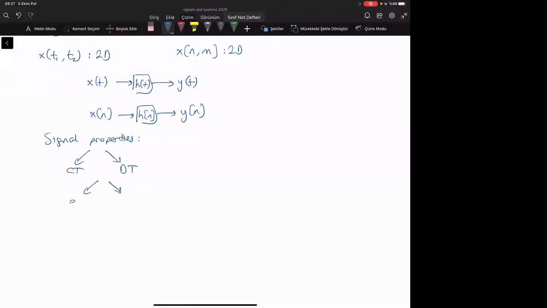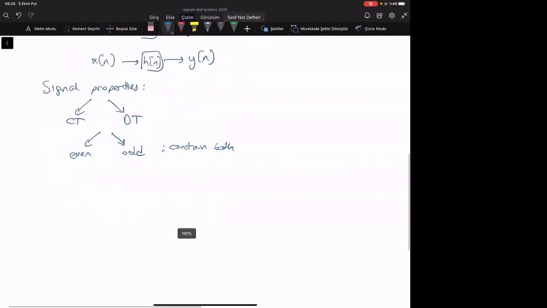Another property may be an even signal and an odd signal. An even signal has x of t is equal to x of minus t. That's a symmetric signal. And the other version is an odd signal, which is antisymmetric. So x of t is minus x of minus t, like this. So for example, a cosine t is an even signal, but a sine t is an odd signal. Of course, your signal may contain both. It doesn't have to be either an even or an odd signal.